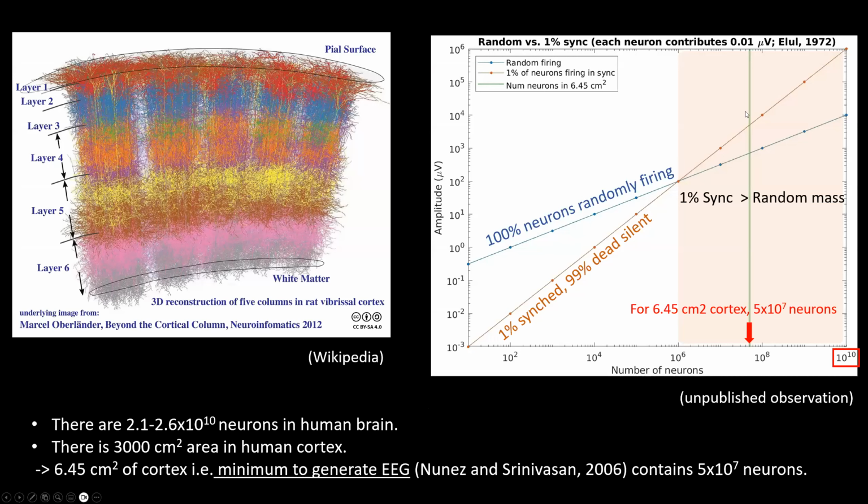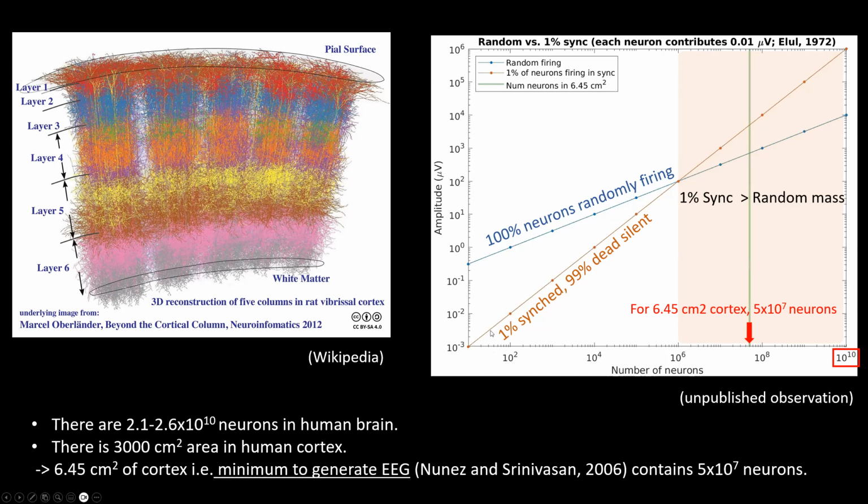I also ran a simple simulation using MATLAB, assuming some of the given values, like each neuron contributes 0.01 microvolt, which was used by Erol. This is a comparison between a group of neurons that are all randomly activated. And as you increase the number of neurons, the measured EEG amplitude increases in this way.